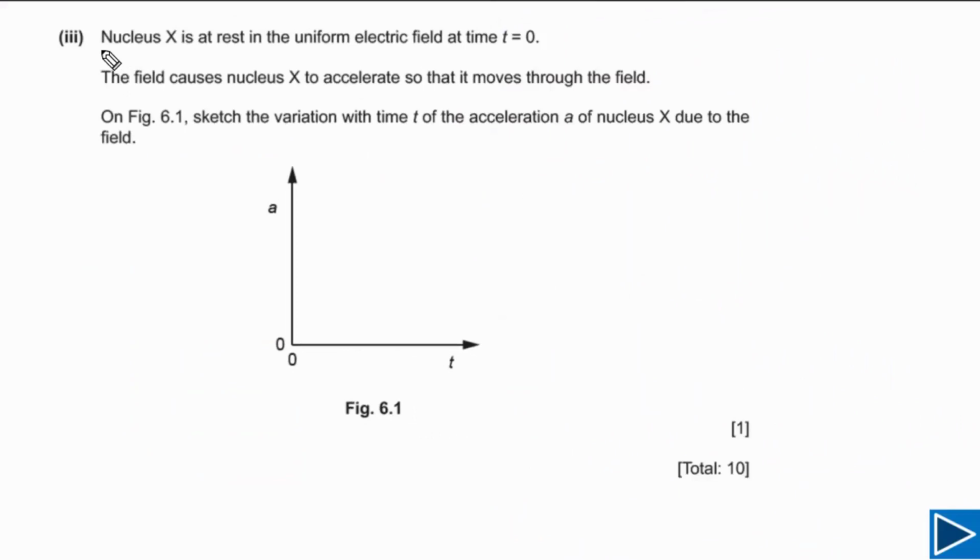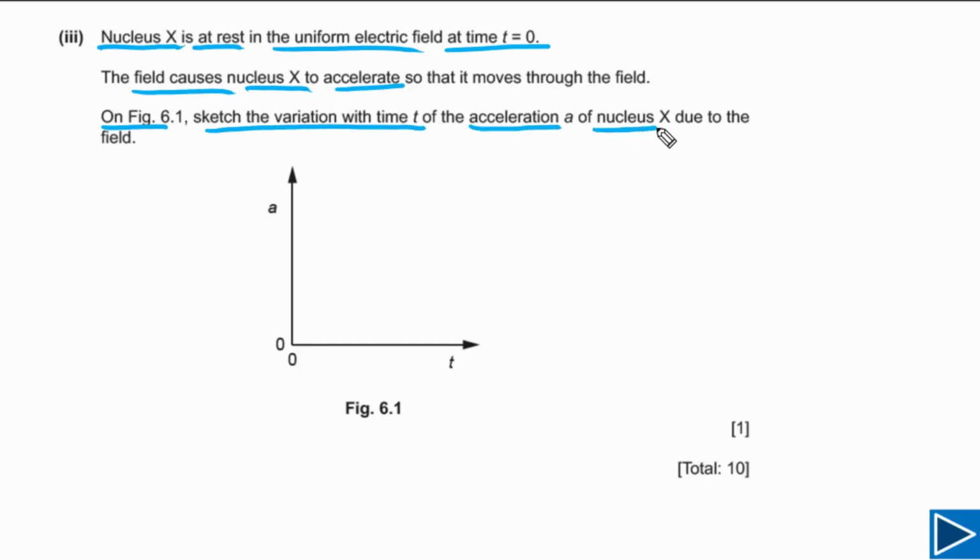For this question, it is given to us nucleus X is at rest in the uniform electric field at time t is equal to 0. The field causes nucleus X to accelerate. On figure 6.1, we need to sketch the variation with time t of the acceleration A of nucleus X due to the field. First of all, let's try to understand uniform electric field.